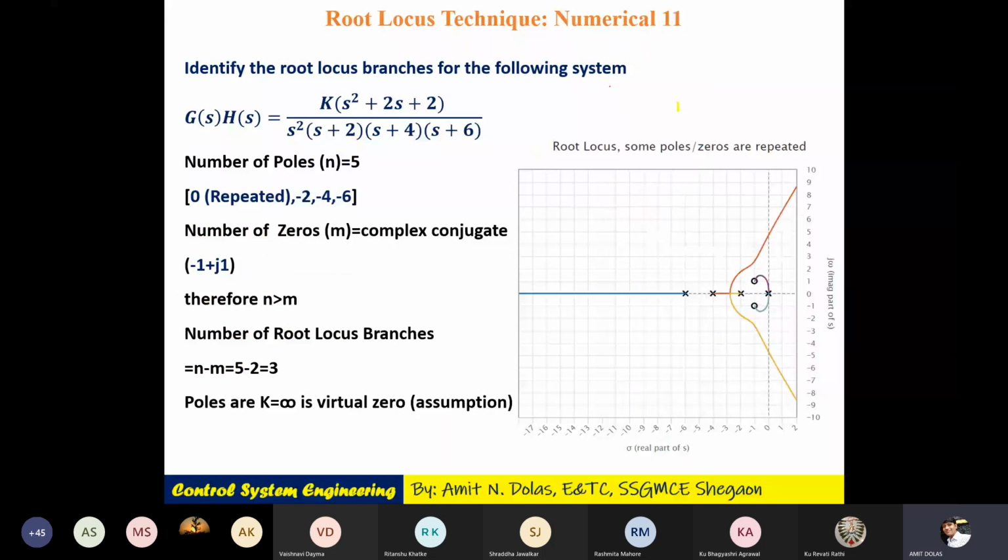Numerical number 11. Am I audible? Yes, sir. Okay.